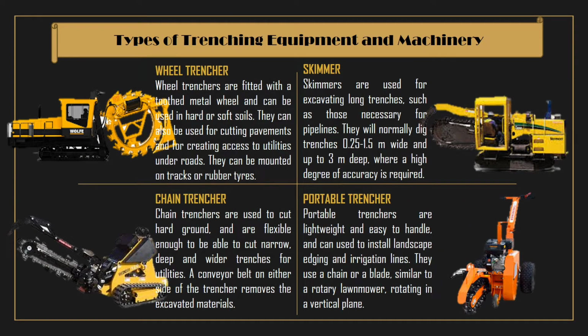Types of trenching equipment and machinery. The first one is the wheel trencher. It is fitted with a toothed metal wheel and can be used in hard or soft soils. The second one is the skimmer. Skimmers are used for excavating long trenches such as those necessary for pipelines. The third one is the chain trencher. Chain trenchers are used to cut hard ground and are flexible enough to cut narrow, deep, and wider trenches for utilities. The fourth one is the portable trencher. It is lightweight and easy to handle and can be used to install landscape edging and irrigation lines.